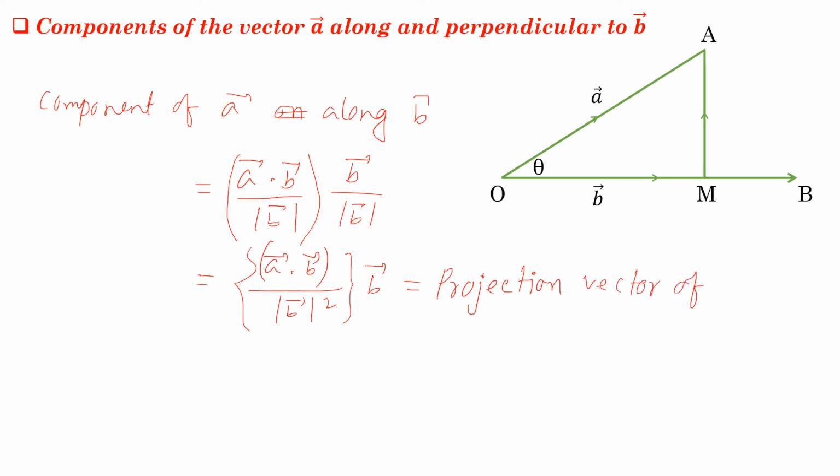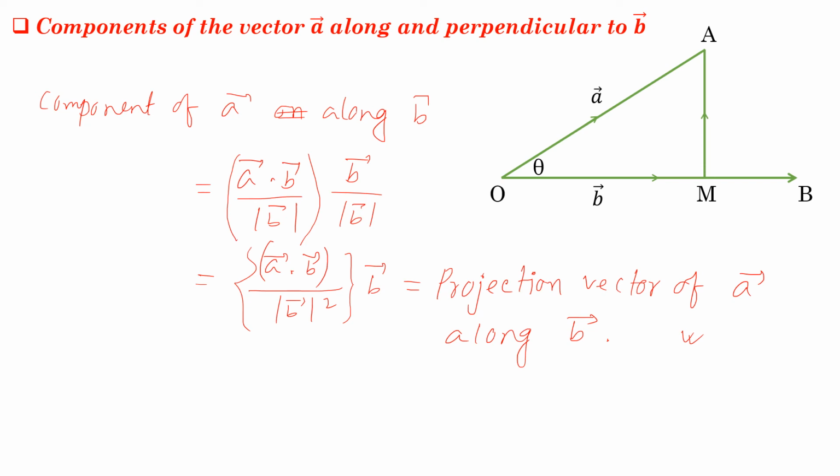Projection vector of a bar along b bar and component of a bar along b bar are the same thing. Hope you understood this. Then what is the component of the vector a bar perpendicular to b bar this time? This we already discussed along b bar. Now what will be the component of the vector a bar perpendicular to b bar?